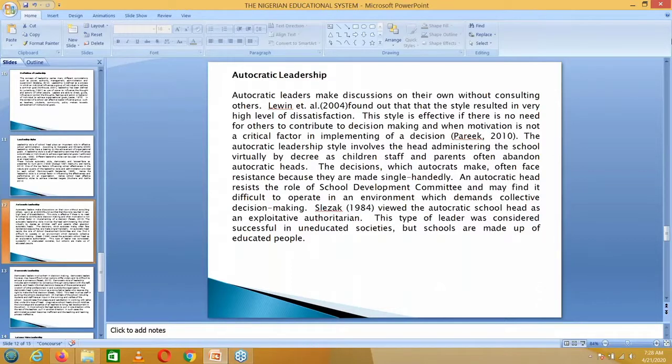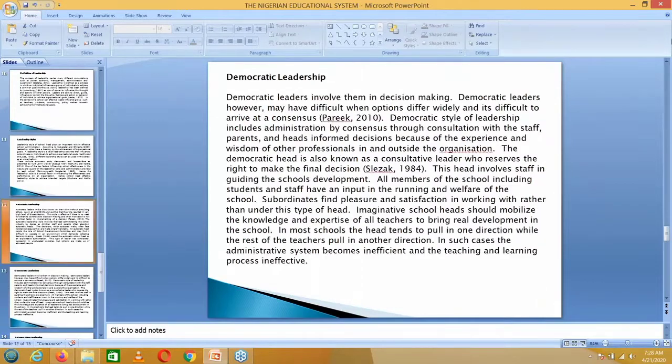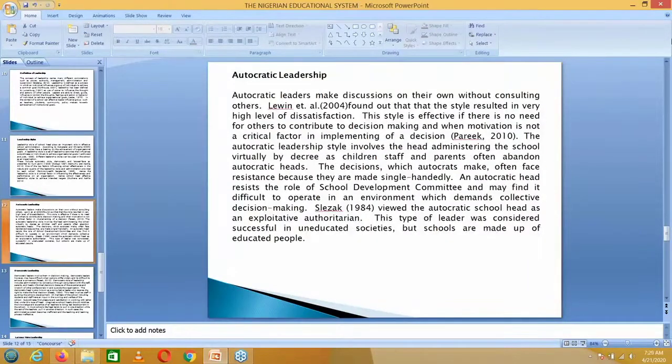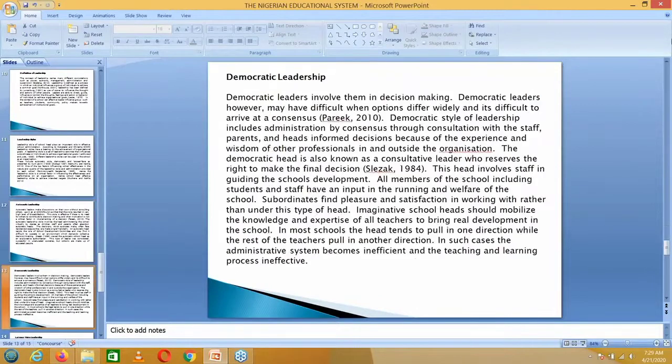Now let's move on. This type of leader is considered successful in uneducated society. You understand? But schools are made up of educated people. The style is successful in a society where the parents are not educated. So they don't believe they can contribute their own views to the improvement of the school. They only want the school to take a decision and they will follow it. But schools are made up of educated people. That's why this type of leadership can easily fail.